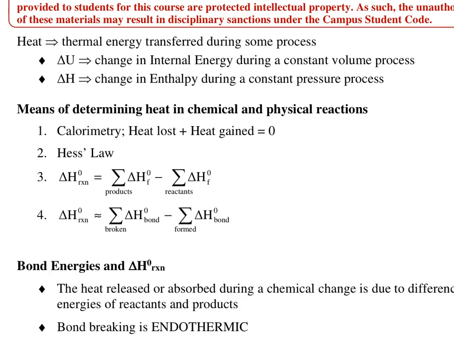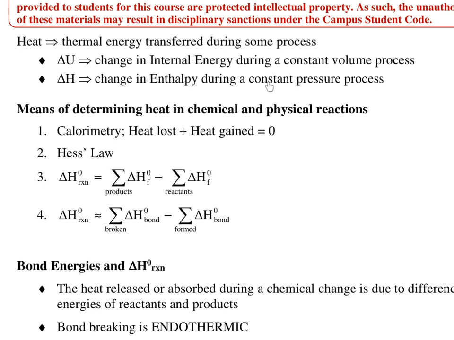A quick reminder of where we are. We're involved with determining heat of a chemical reaction, and we've learned that there are actually two means of expressing heat of reaction: delta U, change in internal energy, and this is appropriate during a constant volume process. Most often, we're going to be involved in calculating delta H. It's a change in enthalpy during a constant pressure process.